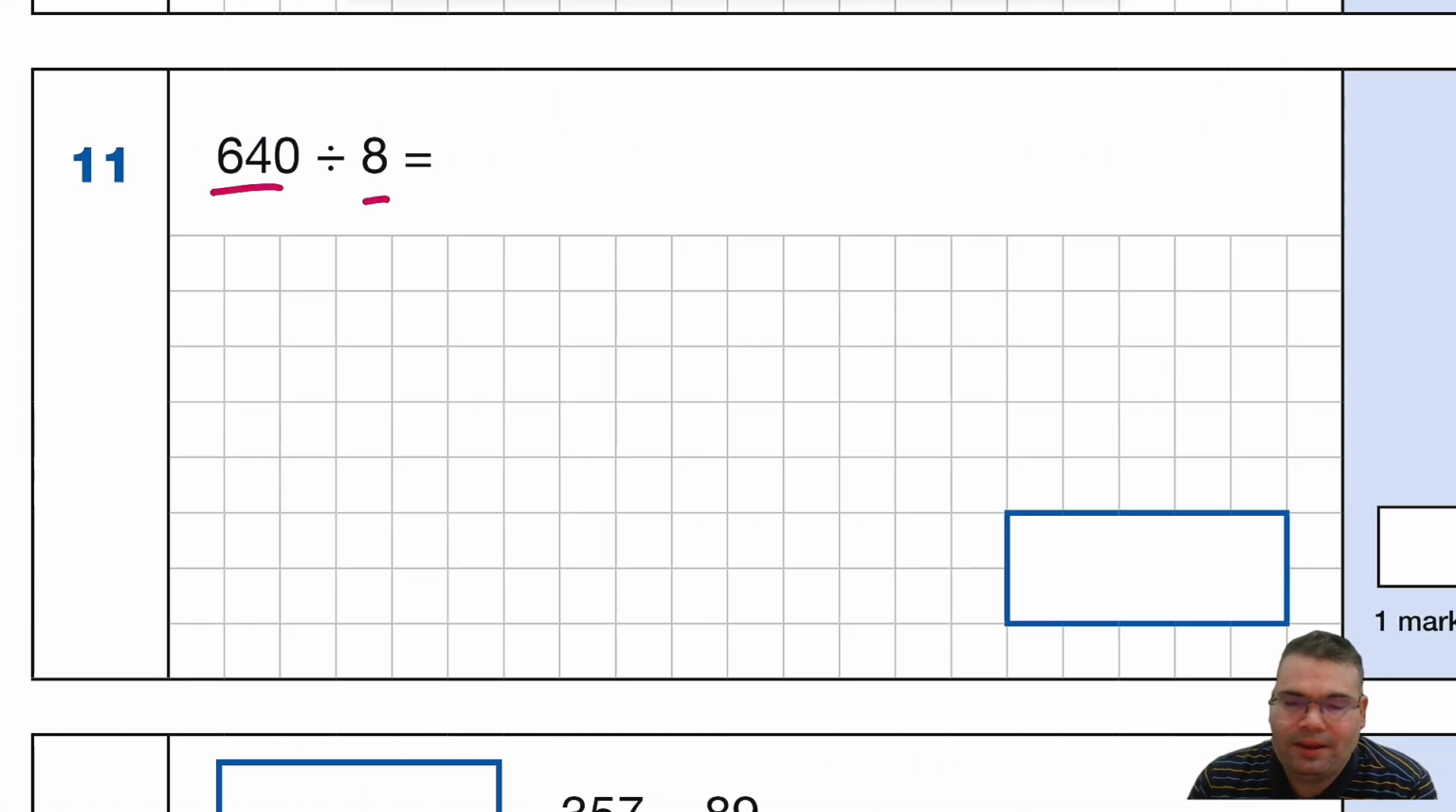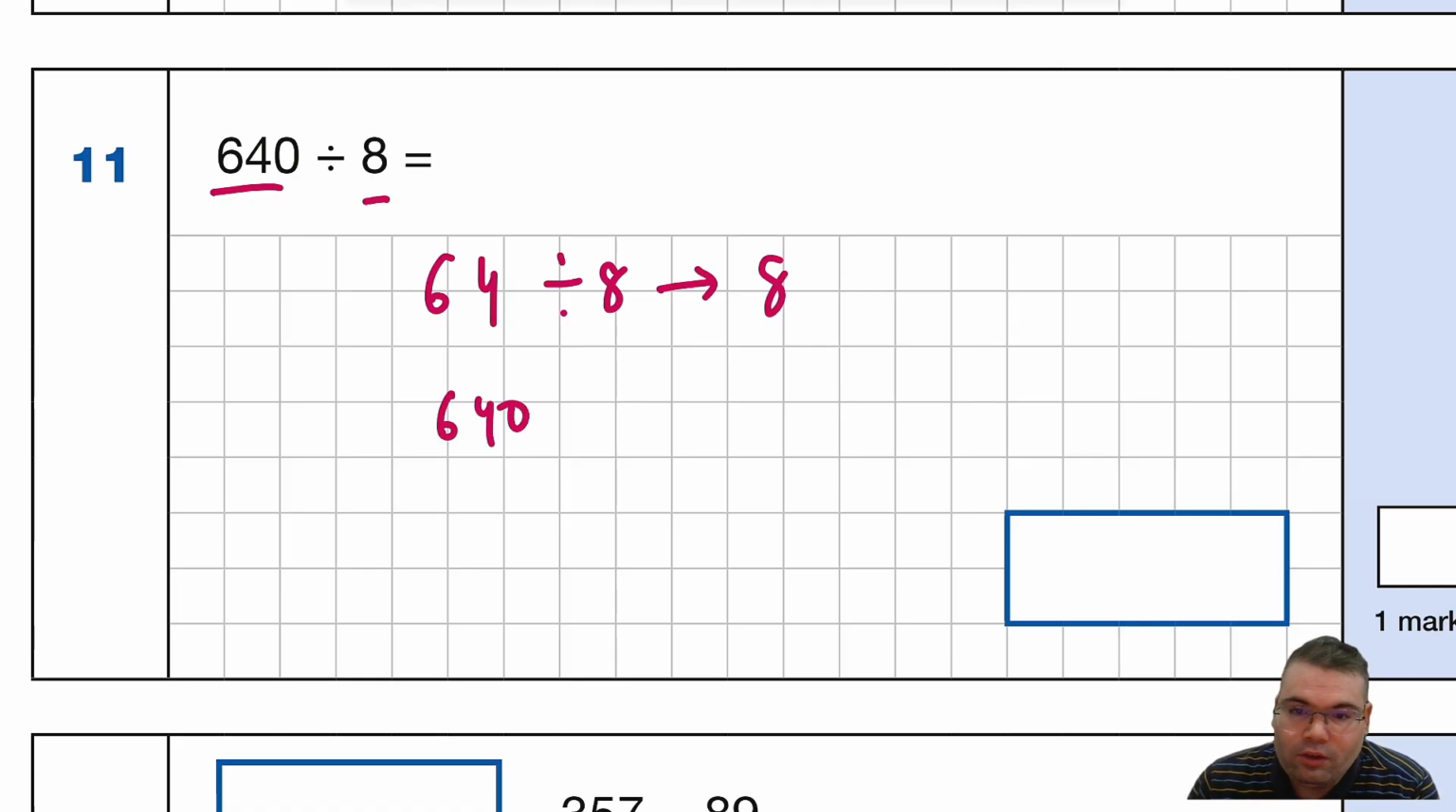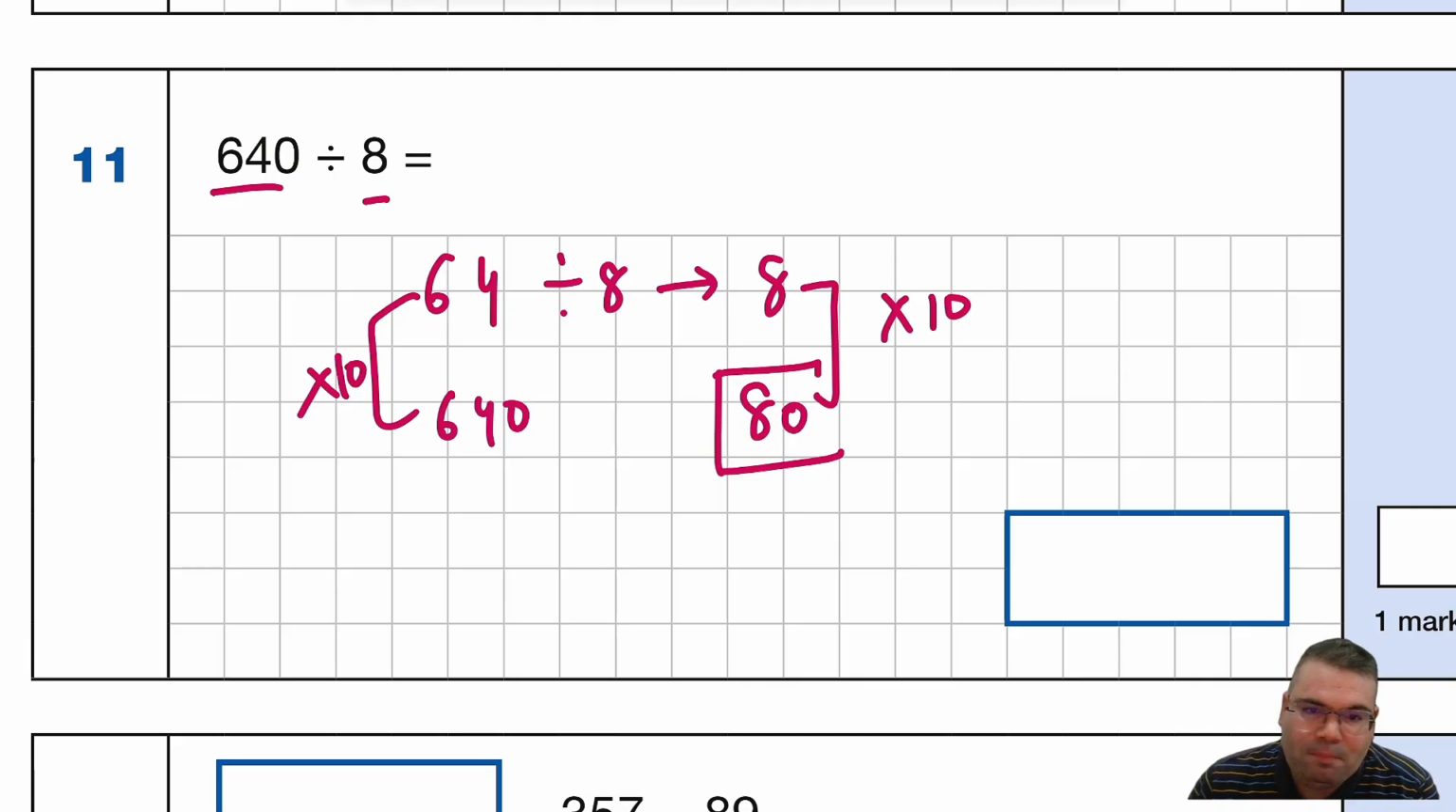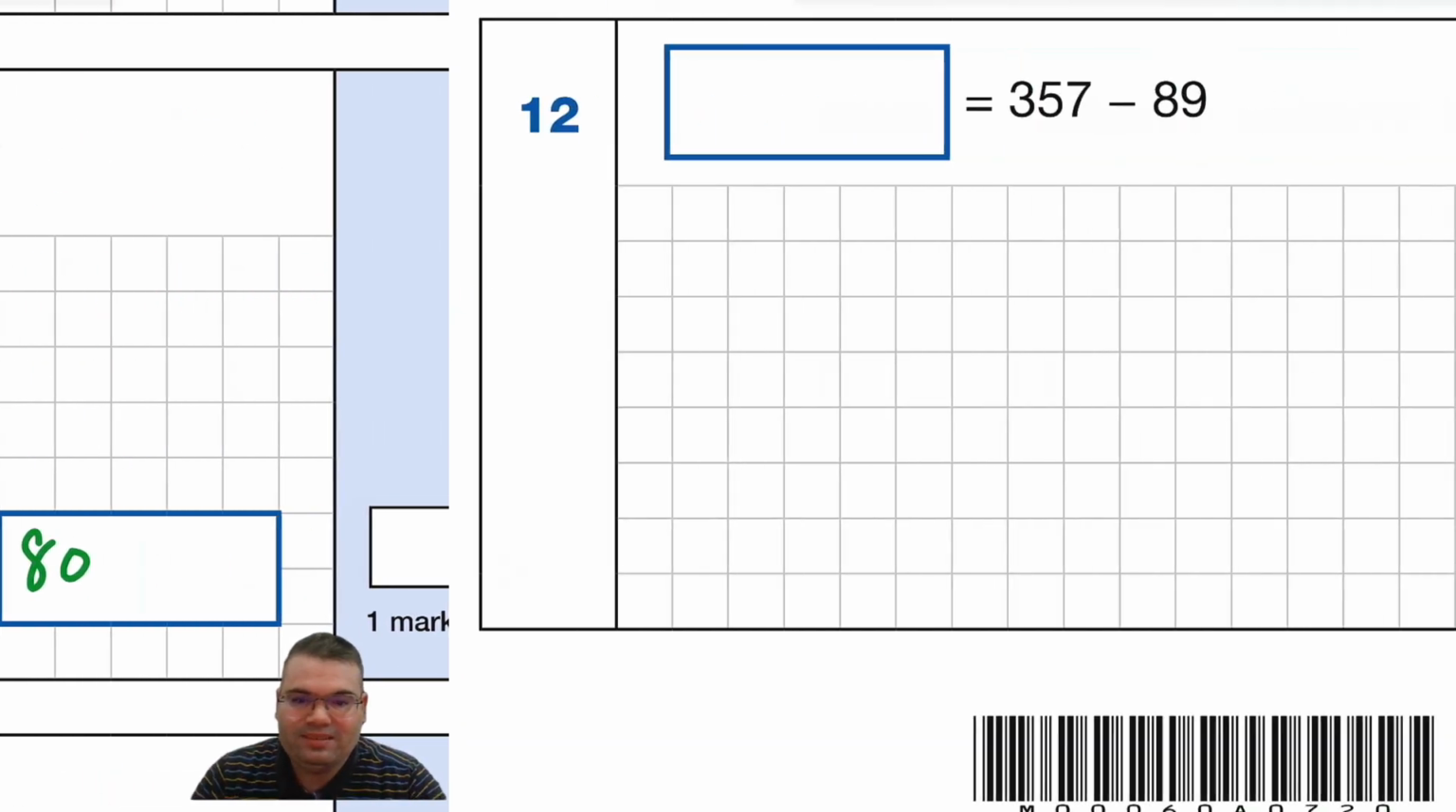640 divided by 8. Here we will do 64 divided by 8. So 64 divided by 8, we already know 8 times table, that is 8. Now because actually it's 640, right? So we just need to multiply it with 10 to make it 640. So here also you just multiply with 10. So this becomes 80, right? Simply you just need to take care. 64 divided by 8 is 8 and here 1 0 is extra. So let's just put that 0 over here. So it is 80, right? Very easy. So this is the next question.